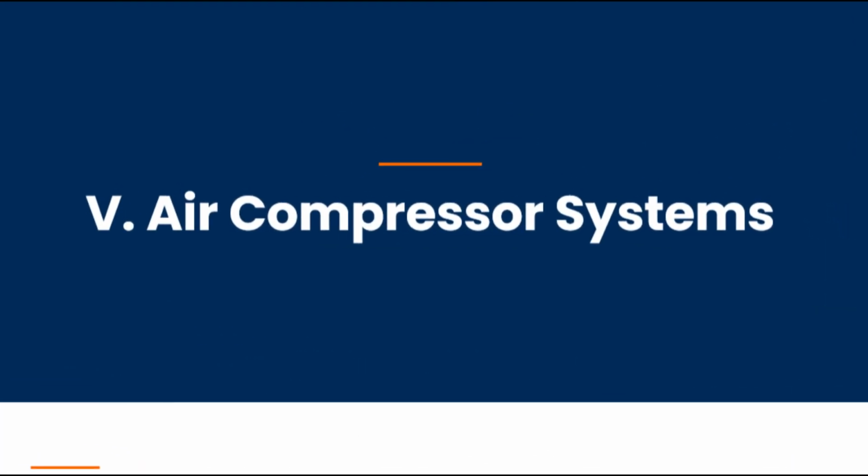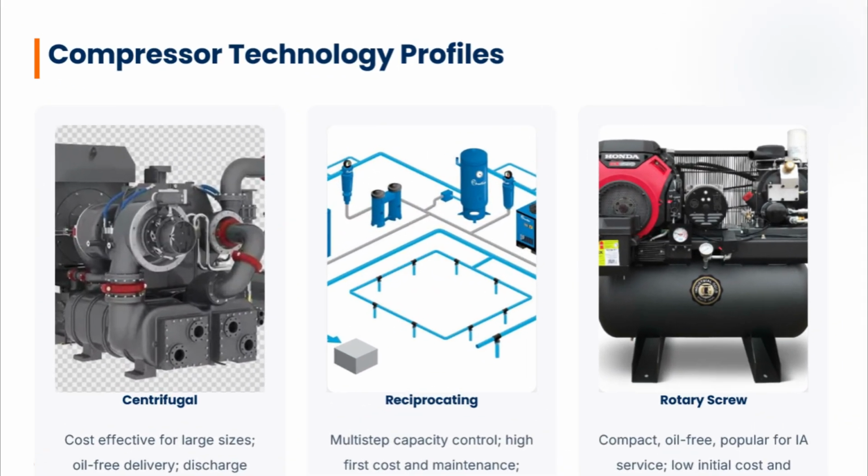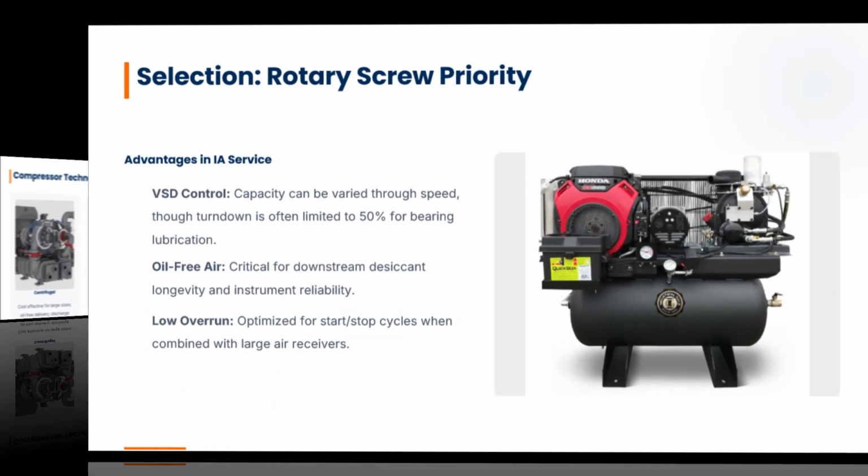Now the compression side: what to pick, when to pick it, and why rotary screw usually wins for IA service. Centrifugal is cost-effective at large sizes, but discharge varies with load. Reciprocating gives strong multi-step turndown but at high first cost and maintenance. Rotary screw is compact, oil-free, and typically the IA pick.